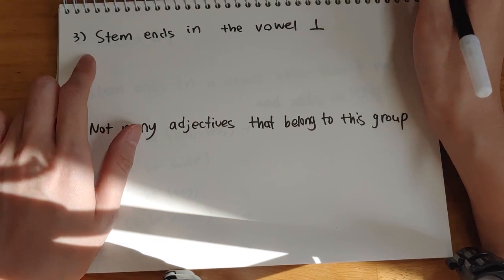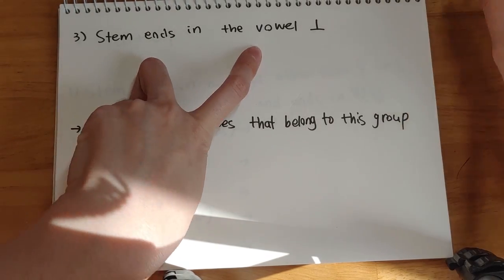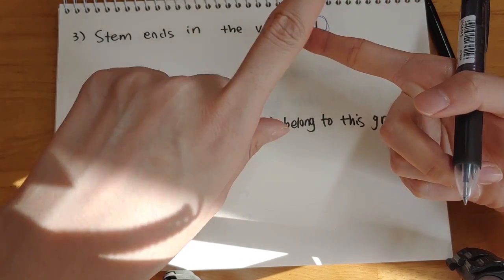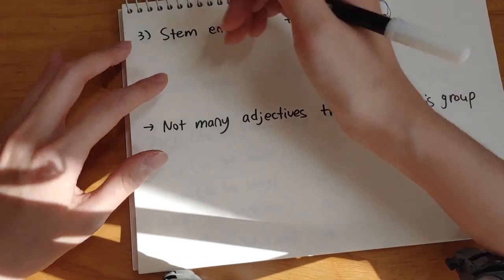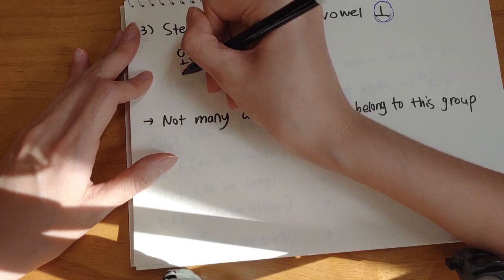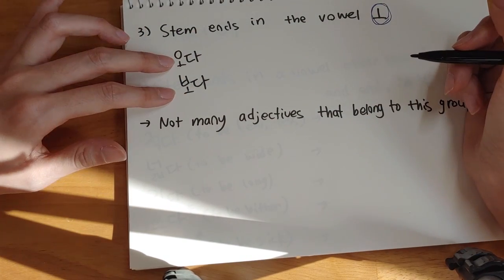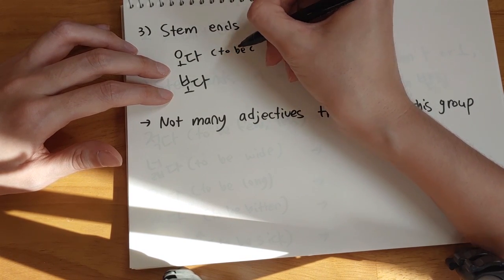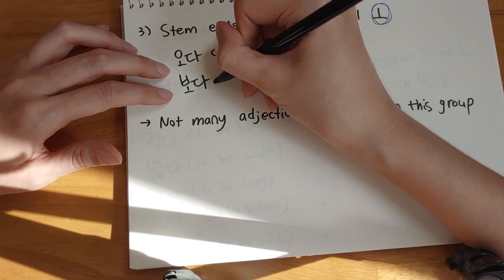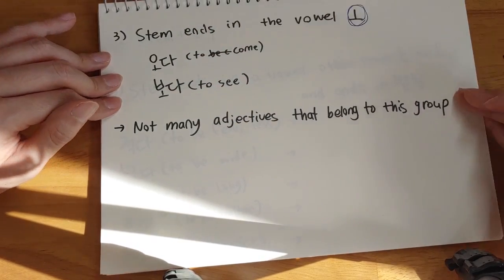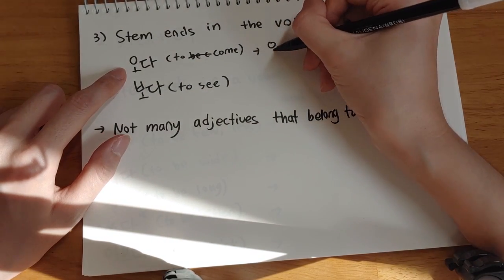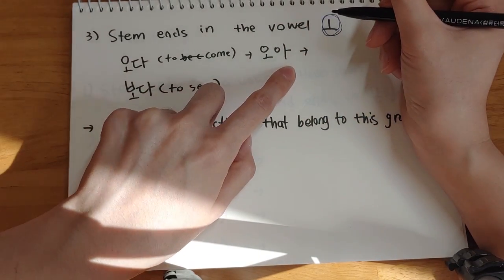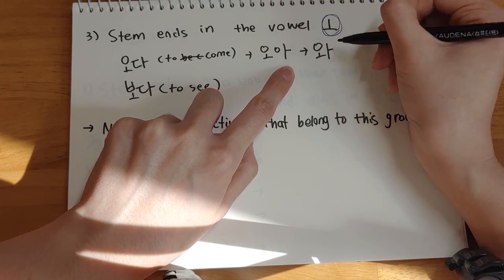And the third subgroup, stem ends in the vowel o, just the vowel o and nothing else. No 받침, no a vowel, just o, like 오다 or 보다, for example. So these are all the verbs, right? They're not adjectives. They're the verbs that each mean to come and to see or to watch, right? And they all become 오, 아, but this is not the correct form. You have to actually combine them, 오, 아, and make it 와.